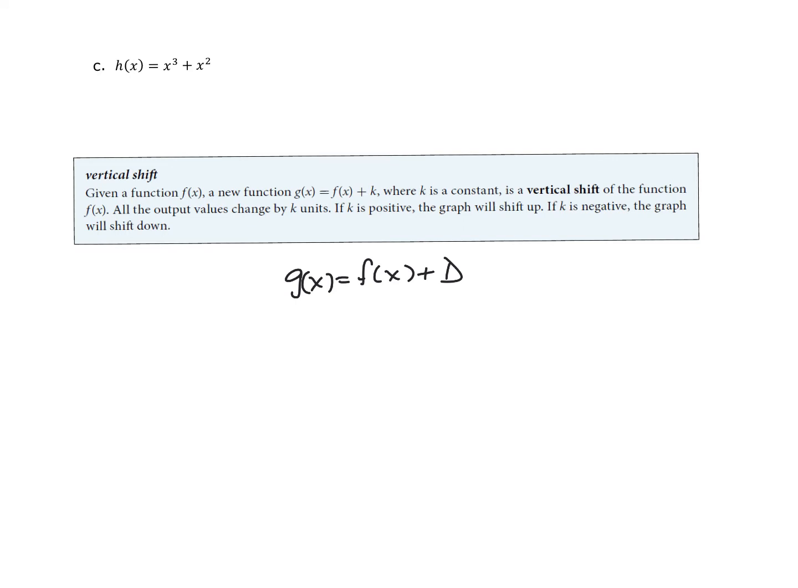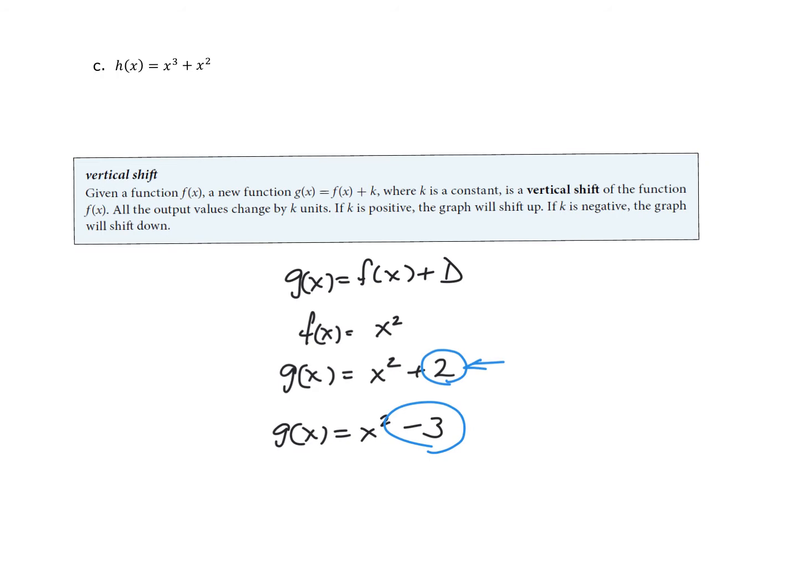So if you see a parent function such as the squared function, if f of x is equal to x squared, that's my parent function, and g of x is equal to x squared plus 2, then we know that we have a vertical shift of positive 2. What that means is I'm going to take my parent function and just move it up 2 in the y direction. If I would have had g of x is equal to x squared minus 3, then this would have been taking my parent function, the x squared, and vertically shifting it down 3.